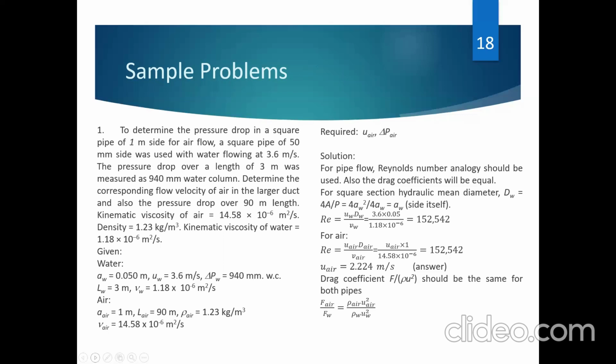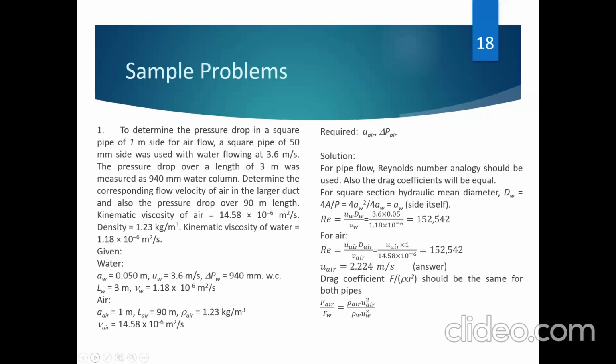So, solution. For pipe flow, Reynolds number analogy should be used. Also, the drag coefficient will be equal. For square section, hydraulic mean diameter is equal to D_W or 4A over P, or 4A_W squared over 4A_W perimeter, so equal to the side itself. So Reynolds number is U_W D_W over V_W, which is 3.6 times 0.05 over 1.18 times 10⁻⁶, is 152,542.